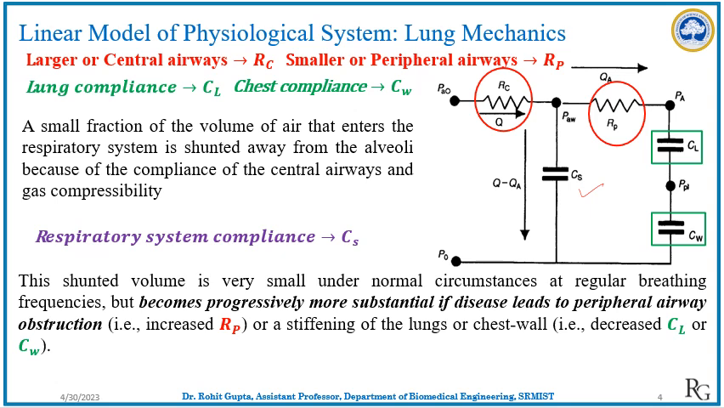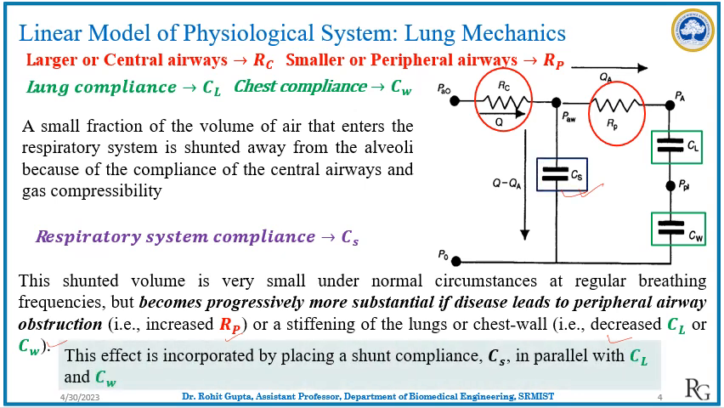So if this Rp increases or the stiffness of the lungs or chest wall increases, there will be a decrement of lung compliance or chest compliance. That's why it is connected as a shunt element in the circuit. Now this effect is incorporated by placing a shunt compliance in parallel to CL and CW.